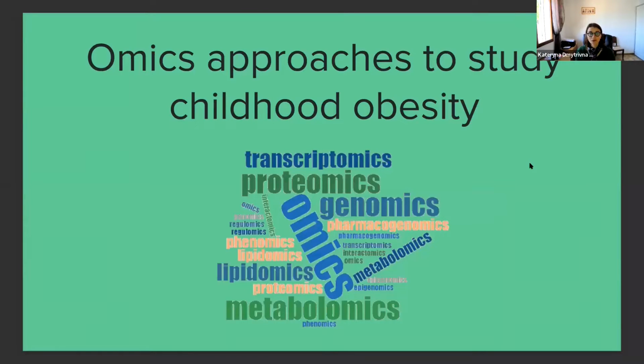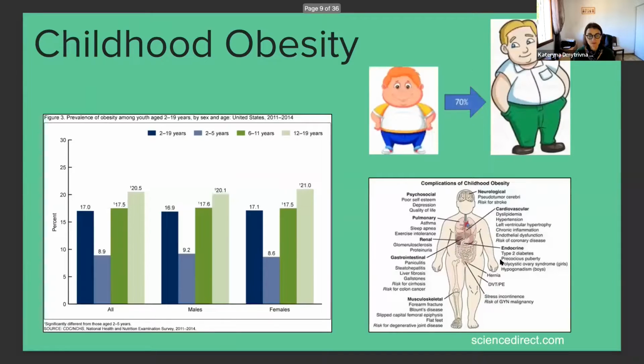So today I'm going to talk about our study of omics approaches as related to childhood obesity. And this is something that my lab has been working on now for about 10 years. So why are we interested in childhood obesity?